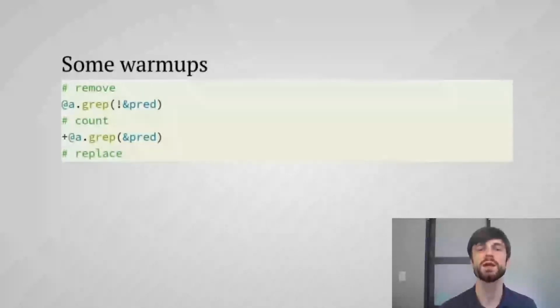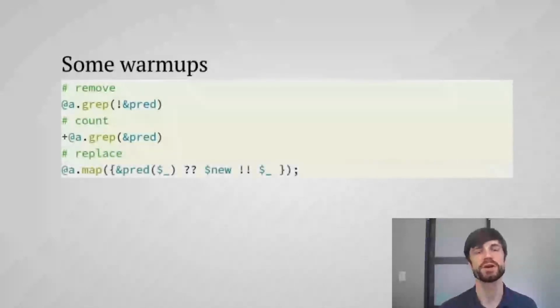Next, if we want to get a copy with certain elements replaced, map is our friend there as well. We just use the ternary operator, map over the list. If it passes our test, we transition to whatever new element we want to replace it with. And if it fails the test, we just pass it on through as is, and that has the effect of giving us a copy with certain elements replaced.